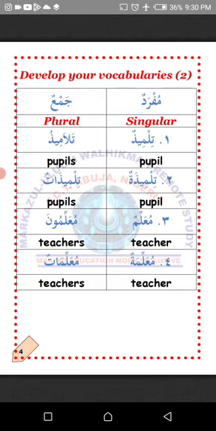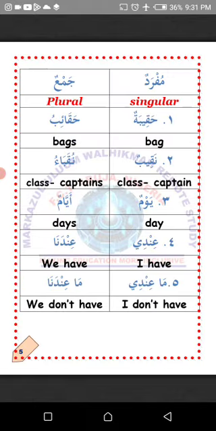Thalatha, number 3: muallim, teacher. So the plural, muallimun, teachers. Arba'a, number 4: muallima, female teacher. Muallimat, معلمات, female teachers. لعلك فهمت? I hope you understand. MashaAllah.